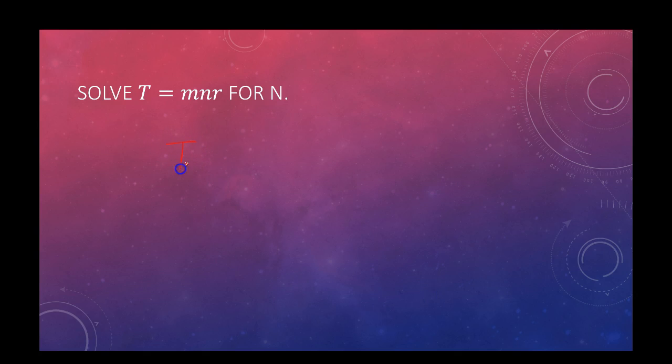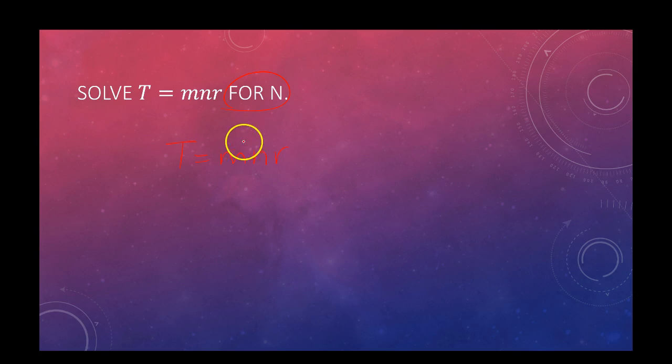All right, so let's go ahead and look at some of these. So if I'm giving you the formula T equals MNR. Now, it doesn't matter if you know what that formula is. What this question is asking you is it wants you to solve for n. So notice T is by itself, but I don't want T by itself. I want this middle n by itself. Okay, so we want to manipulate this formula to get n equals something.